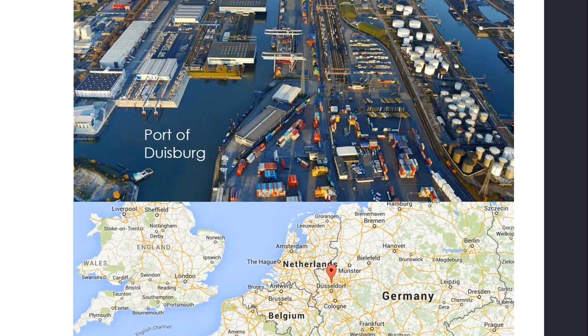So we see here the port of Duisburg, which is in Germany, is very, very far inland. And this looks like a coastal port, right? We have lots of shipping containers. Big ships are able to get up these rivers to reach the interior.